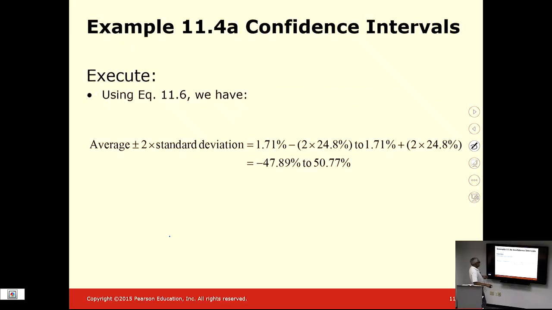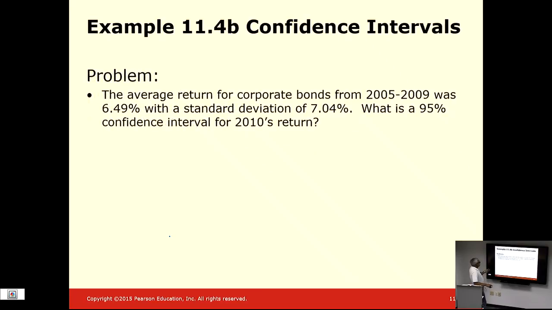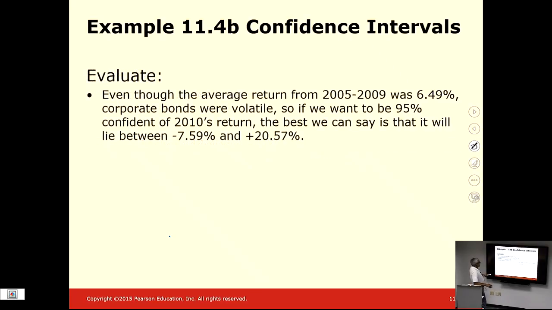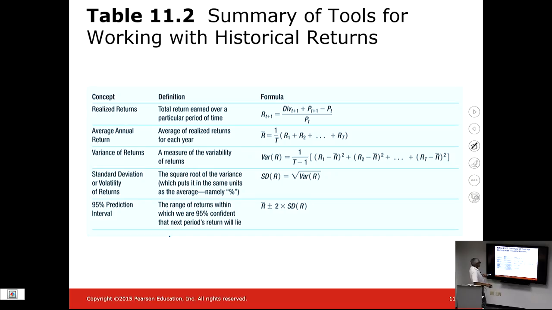Okay. You can practice against some of these other similar numerical problems, and this kind of gives you a recap of the tools that you will be needing to calculate returns, risk, and interpret what that risk means. So this completes the first part of chapter 11.